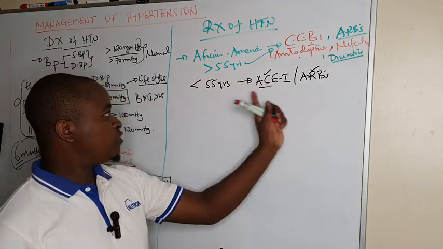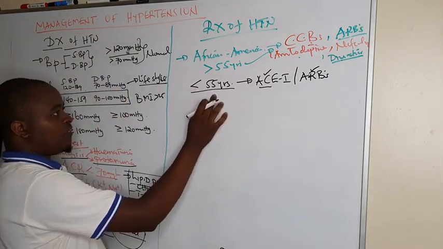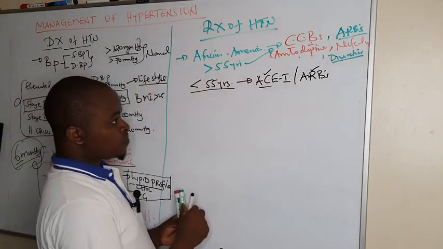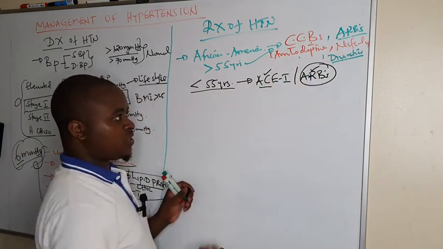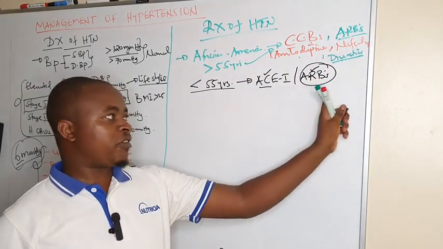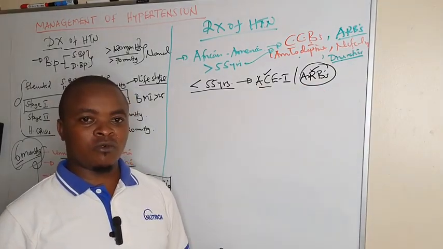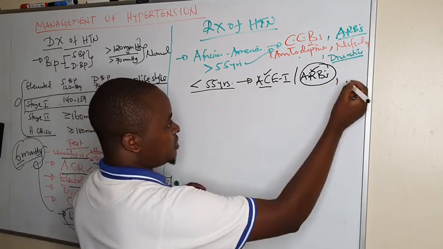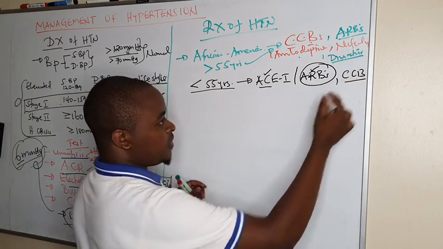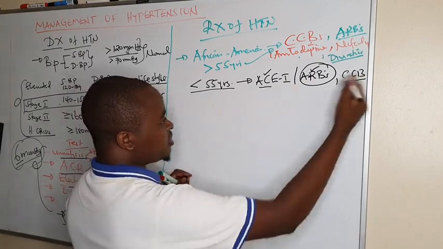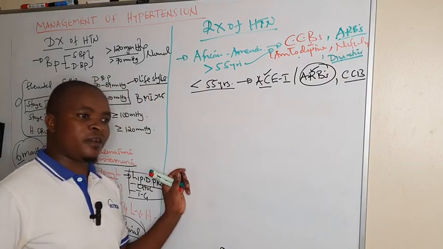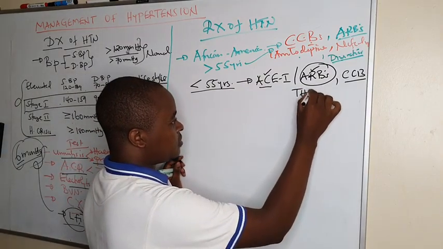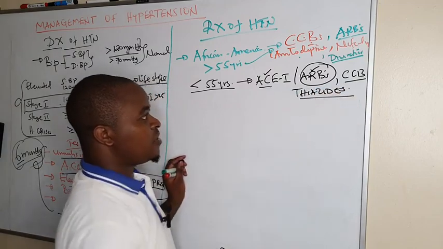And these are the first line for treatment of other patients below 55 years who are not African American. Whereas for the African American, it is better you consider ARBs compared to ACEs because they are very effective. That is what I want you to note also. Then if you want to give a combination, you can always add a calcium channel blocker, if there are no cardiovascular problems. But in case of cardiovascular diseases like heart failure or coronary artery disease, you can opt for loop diuretics. Thiazides can also be given.